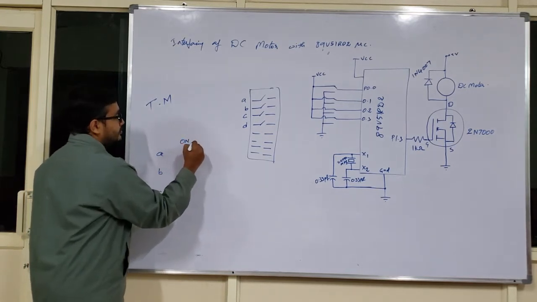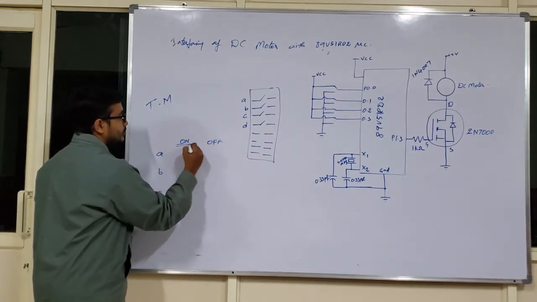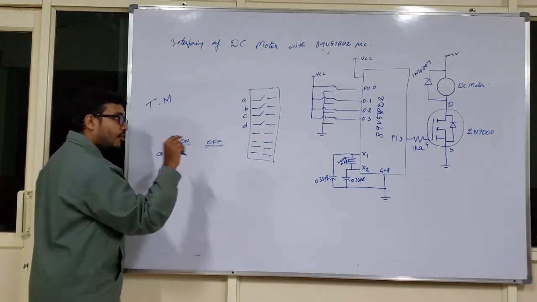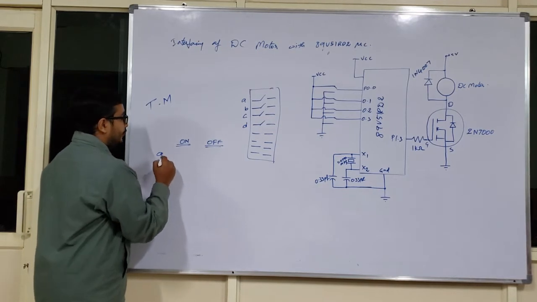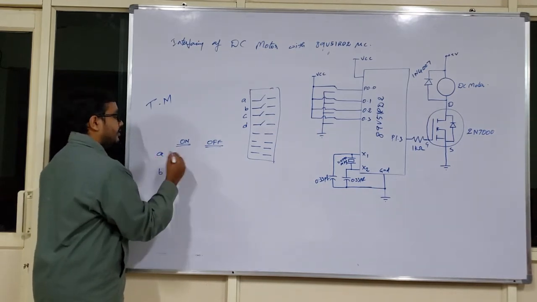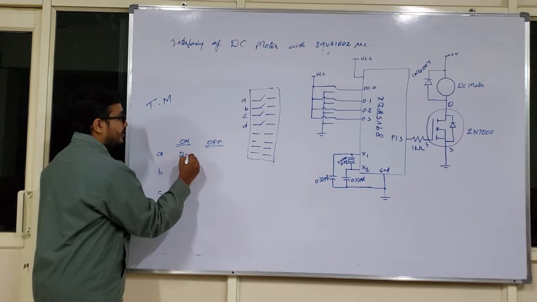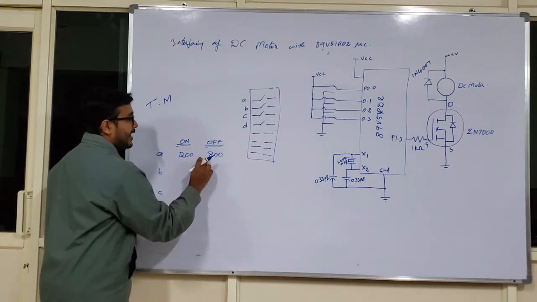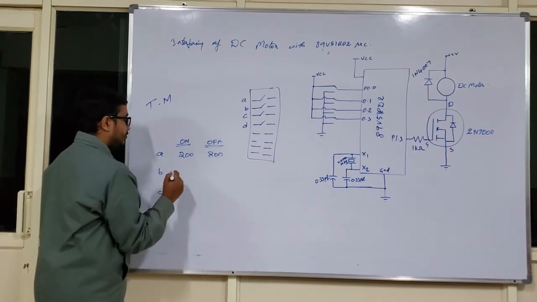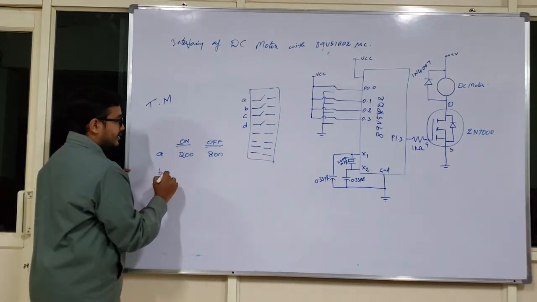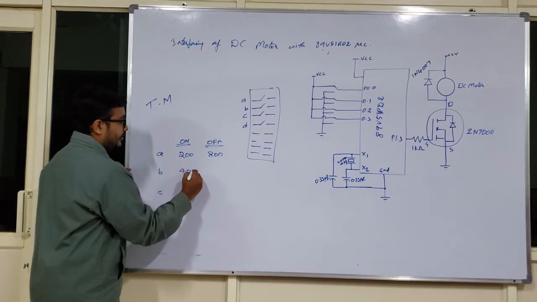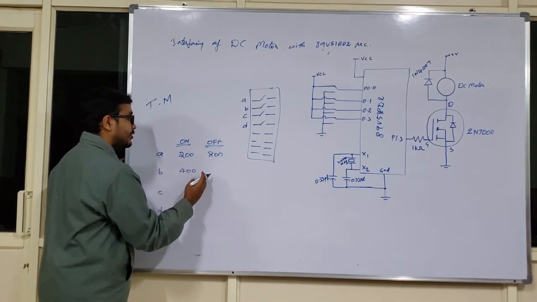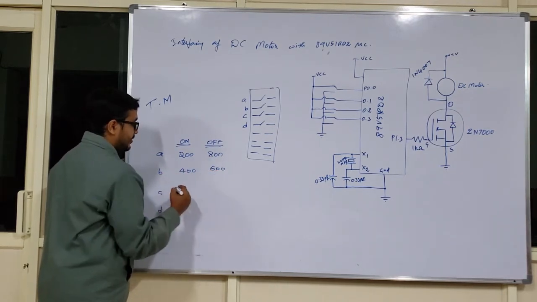Whenever switch A is pressed, or whenever switch A is on, the DC motor will start running for a duration of 200 seconds, and it will stop or be in passive mode for 800 seconds. And whenever the D switch is pressed, the DC motor will start running for 400 seconds, and it will be off for 600 seconds.